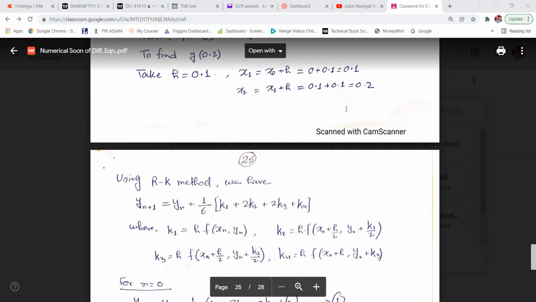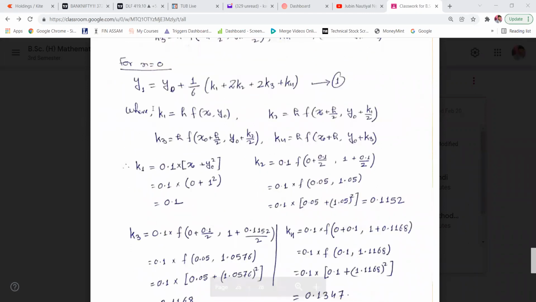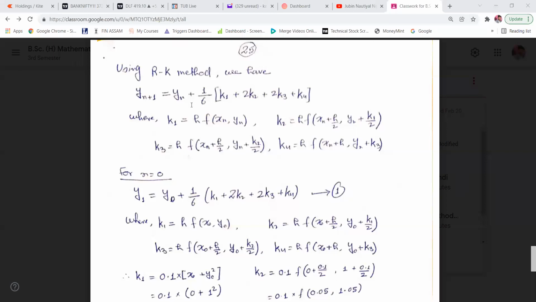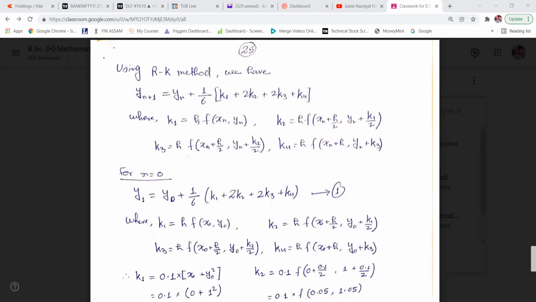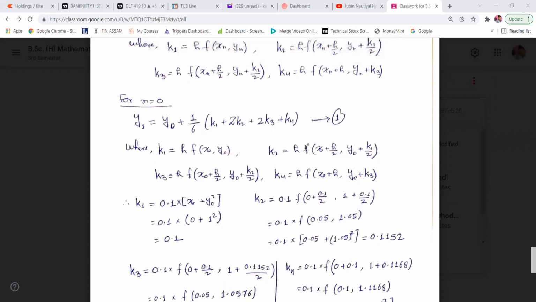So first find the first approximation, that is n equal to 0. If you put n equal to 0, y1 is equal to y0 plus 1 upon 6 into k1 plus 2 k2 plus 2 k3 plus k4. Then k1 will be h f of x0, y0. K2 will be, just put n equal to 0 here, so you will get the expressions for all these k1, k2, k3 and k4, and then accordingly you will find.